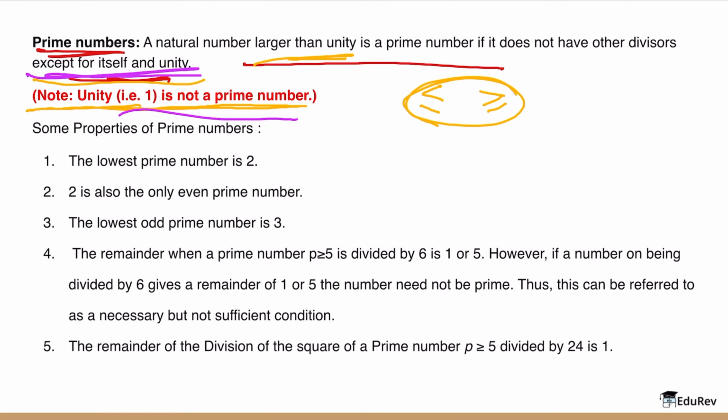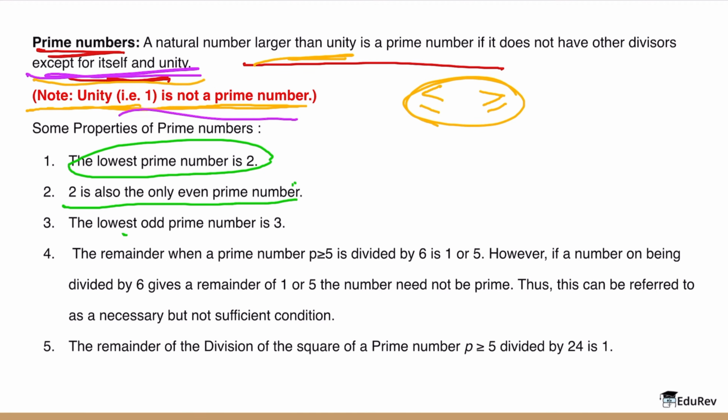Okay, so let's read what these properties are. Starting from the first, the lowest prime number is 2, and 2 is the only even prime number. Why? Because any even number which is greater than 2 will have 2 as a factor, which means it cannot be a prime number in that case.